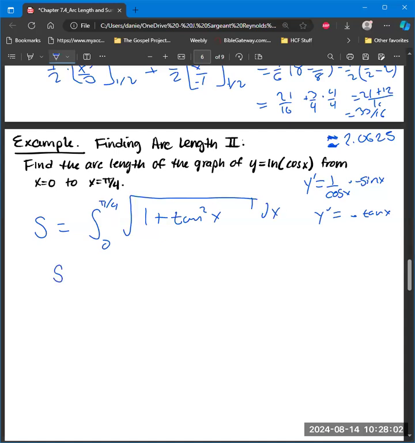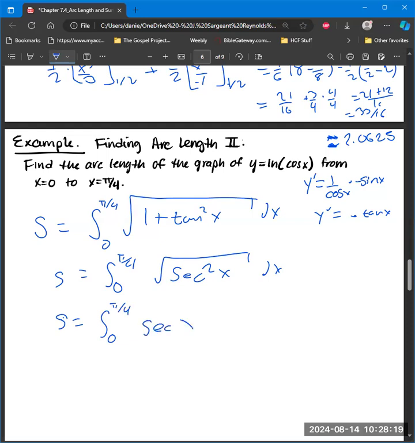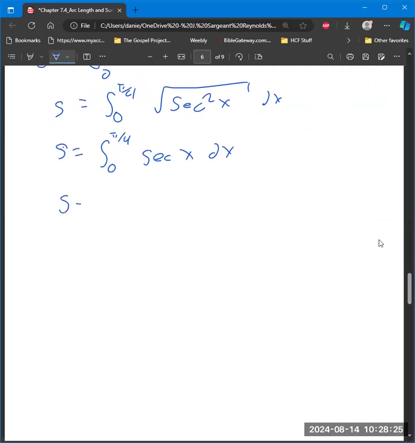So we're going to use a trig identity here: 1 plus tangent squared is secant squared. So we have the integral of secant x dx, and the integral of secant is ln of the absolute value of secant x plus tangent x. That's going to be evaluated from 0 to pi/4.